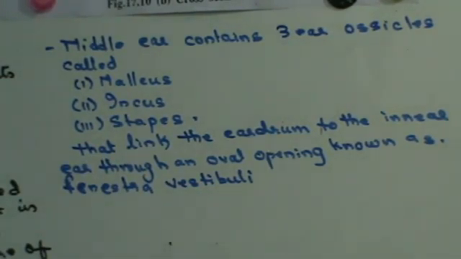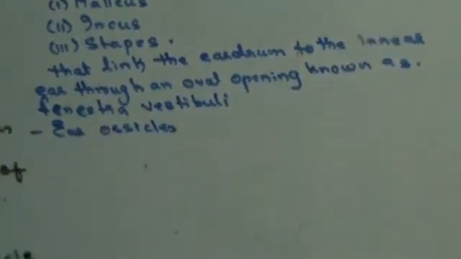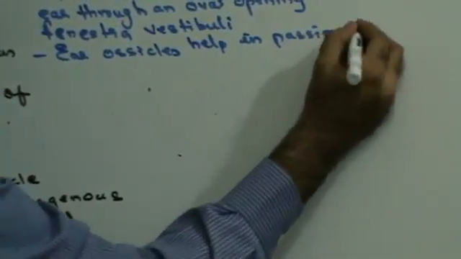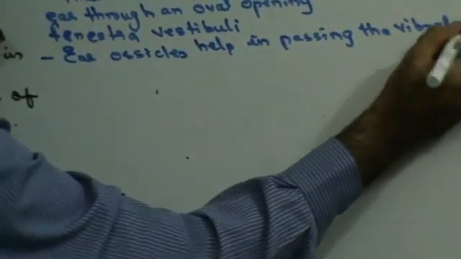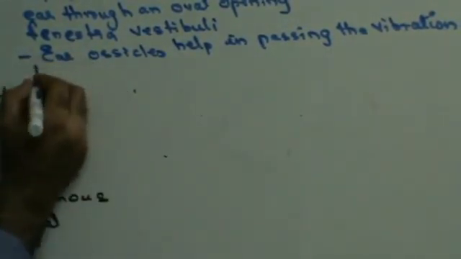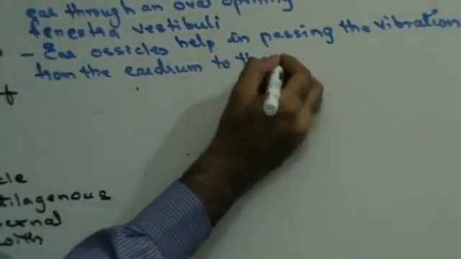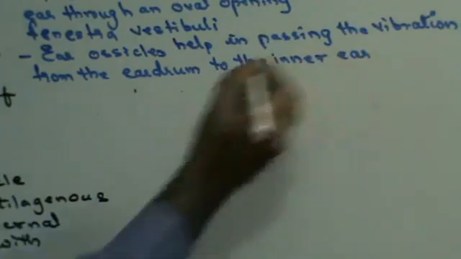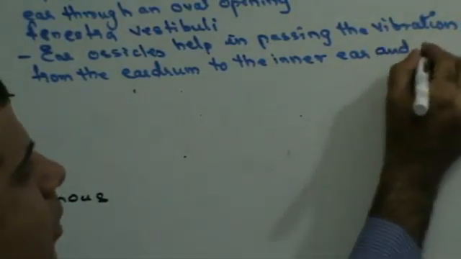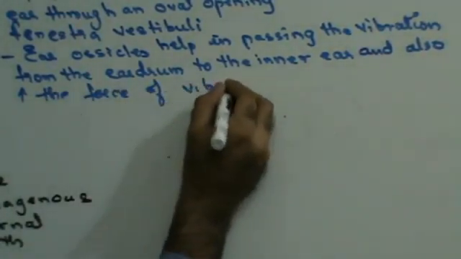The ear ossicles help in passing the vibrations from the eardrum to the inner ear, and also increase the force of vibrations.